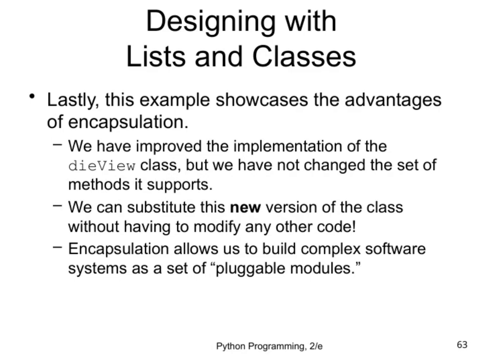Lastly, this example really highlights the advantages of encapsulation. What we've done here is improve the implementation of the DieView class, but importantly, we haven't changed the set of methods it supports. This means we can replace this new version of the class seamlessly, without needing to modify any other code that depends on it. Encapsulation, in this context, allows us to build complex software systems as a set of pluggable modules. It keeps each part self-contained and manageable, making our code more flexible and easier to maintain. This is a key concept in designing with lists and classes because it promotes modularity and reduces the risk of unintended side effects when making updates.